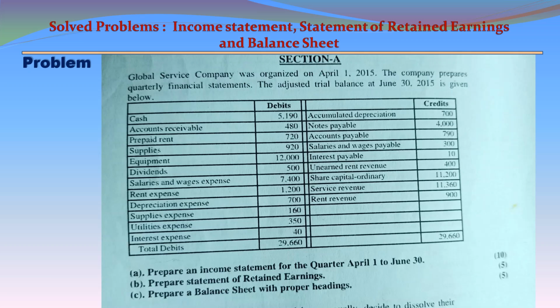40, total debits 29,660. On the credit side, accumulated depreciation 700, notes payable 4,000, accounts payable 790, salaries and wages payable 300, interest payable 10, unearned rent income 400, share capital ordinary 11,200, service revenue 11,360, rent revenue 900, total credits 29,660, total debits 29,660.